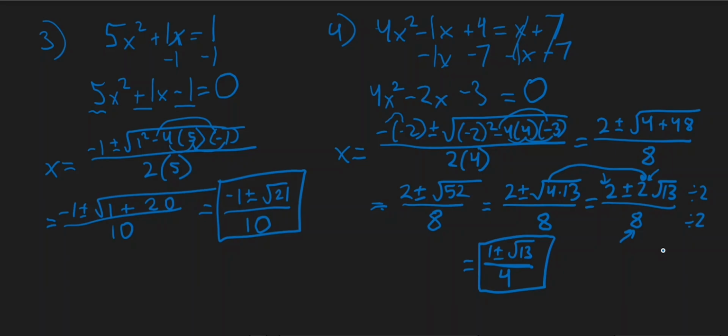All right, so 2 more left. We have number 5. 5x squared plus 9x is equivalent to negative 4. All right, practice makes perfect, so the more you do this, the better you'll get at it. If you bring every term over to one side, we add 4 on both of our sides, and that gives you 5x squared plus 9x plus 4 is equivalent to 0.